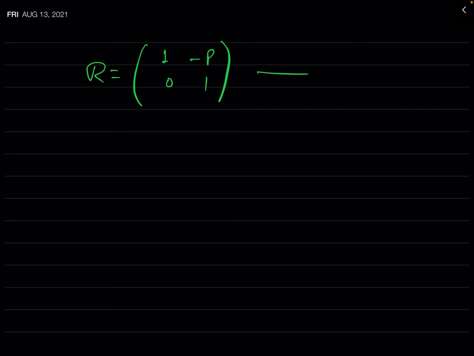We will denote this matrix by the symbol capital R, and that capital R, you can see, will be equal to 1 minus P, 0 1. And this matrix is known as the refraction matrix. This is your refraction matrix. And what is its effect on the incident ray?